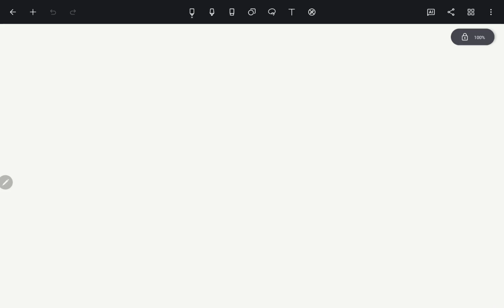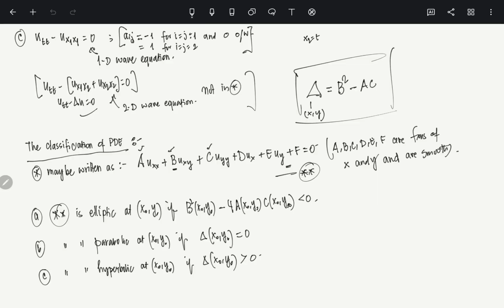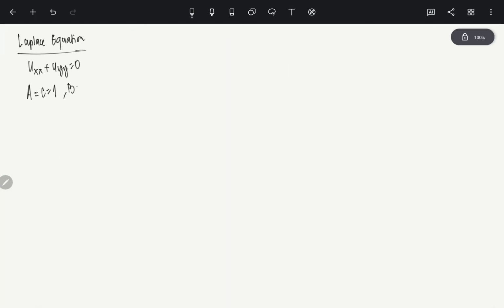Okay, so first of all, for a Laplace equation, what is the equation? Let me write it like this: uxx plus uyy equals 0. Here I wrote it in terms of x1, x2, but I am writing here in terms of x and y. That's okay, it's just a variable. Now, if you compare it with the star, you see a and c are 1, b is 0, d is 0, e is 0, f is 0. So b, d, e and f are 0.